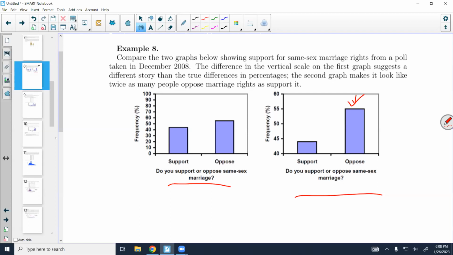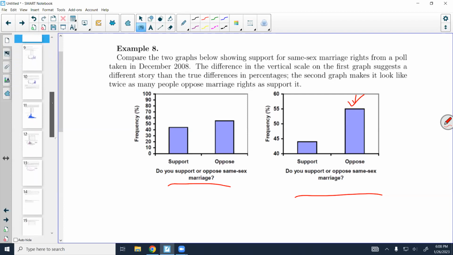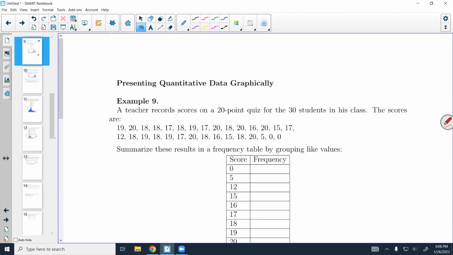What's the old saying? Statistics don't lie, but statisticians do. Well, it's not the statistician, it's usually the politician.